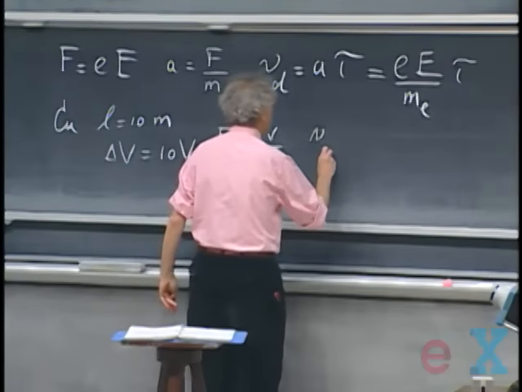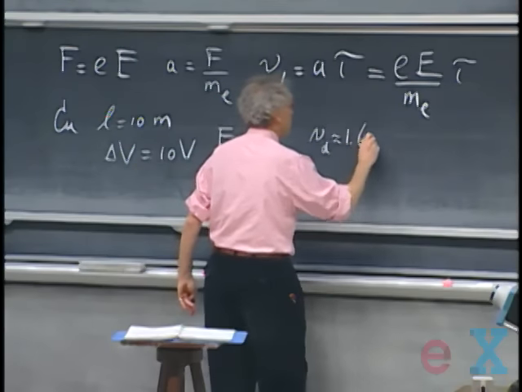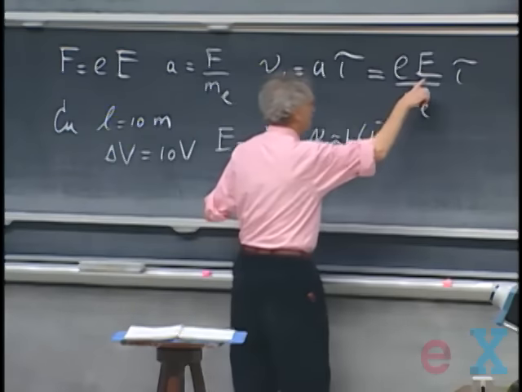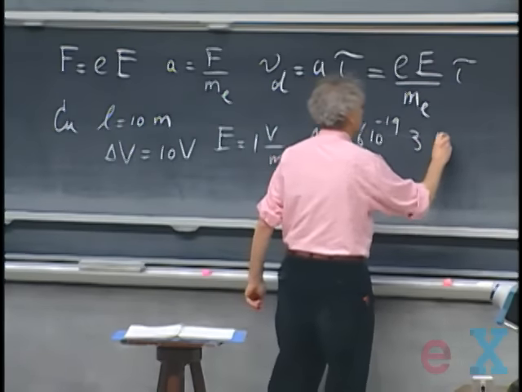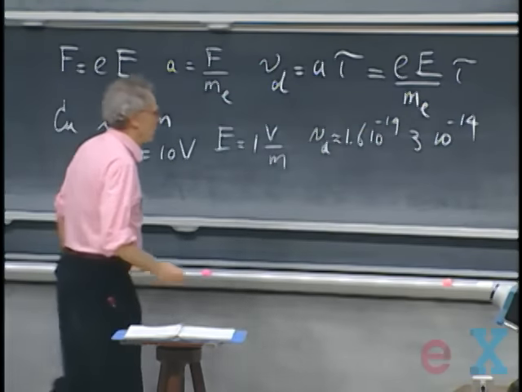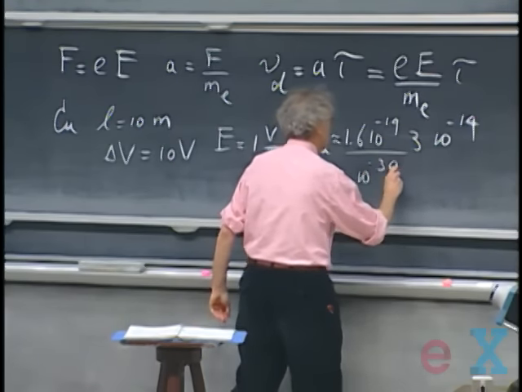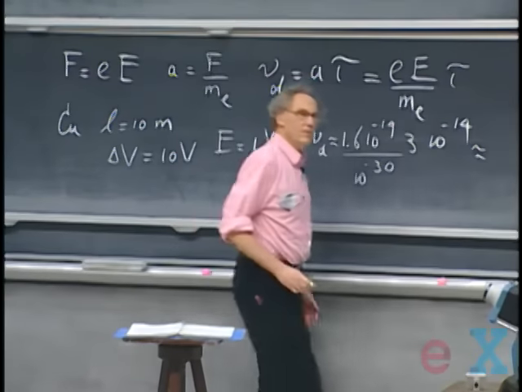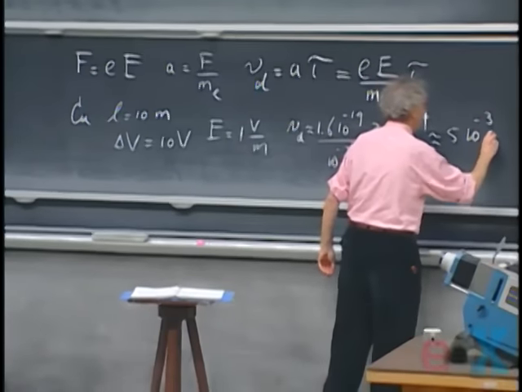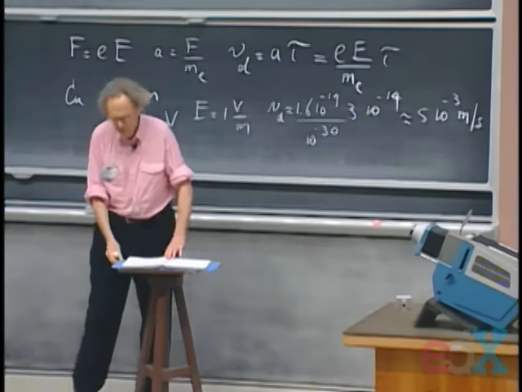So the drift velocity of those free electrons would be the charge of the electron, which is 1.6 times 10 to the minus 19 coulomb. The E field is 1, so I can forget about that. Tau is 3 times 10 to the minus 14 as long as I'm at room temperature. And the mass of the electron is about 10 to the minus 30 kilograms. And so if I didn't slip up, I found that this is 5 times 10 to the minus 3 meters per second, which is half a centimeter per second.